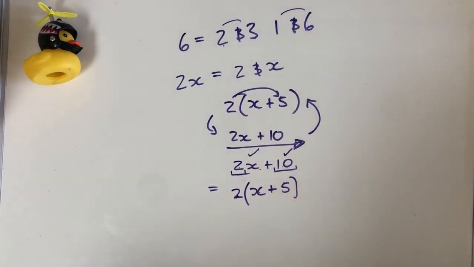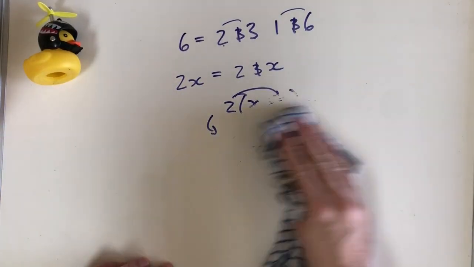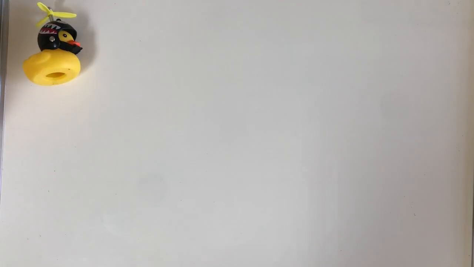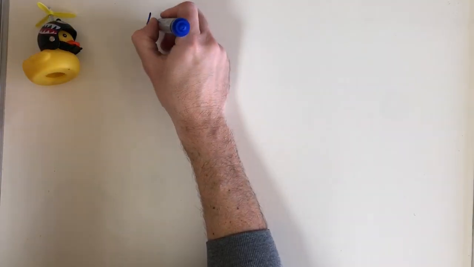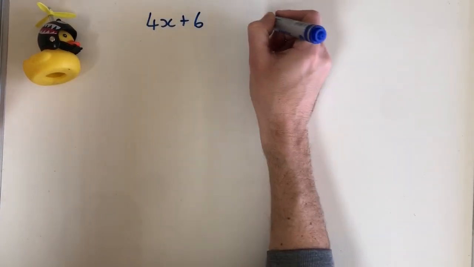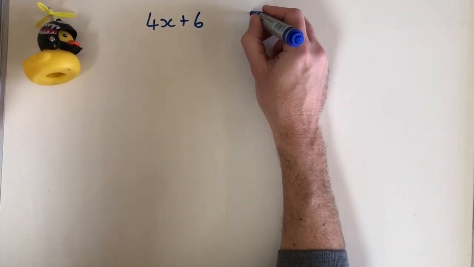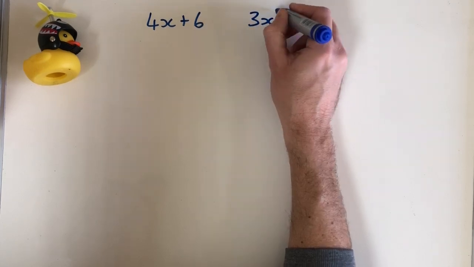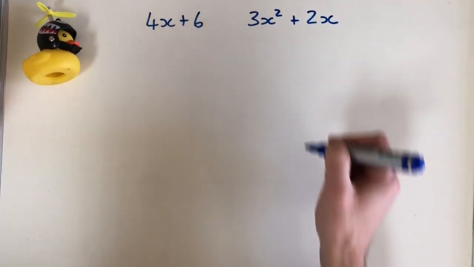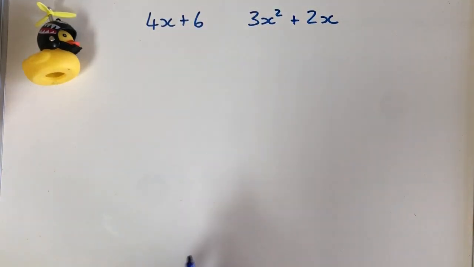We're going to do a couple of examples, but it does get tricky, so make sure you understand the basics. Let's start with a couple of questions. Let's do 4x plus 6, and we'll do 3x squared plus 2x, and let's just start with those.